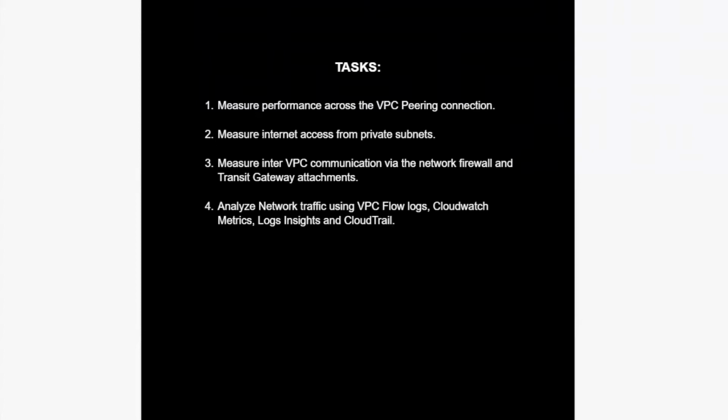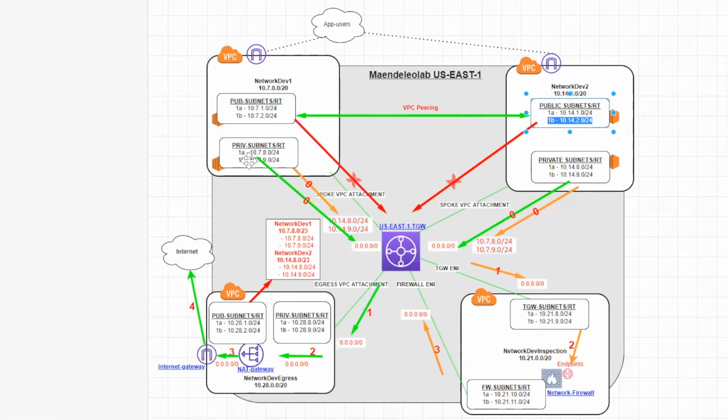Second task, we'll measure internet access from private subnets, correct? And this is what I am talking about. We'll test that traffic initiated from this subnet can access the internet. Same thing here to the right, traffic initiated from this private subnet in customer VPC number 2 should be able to initiate traffic to the internet.